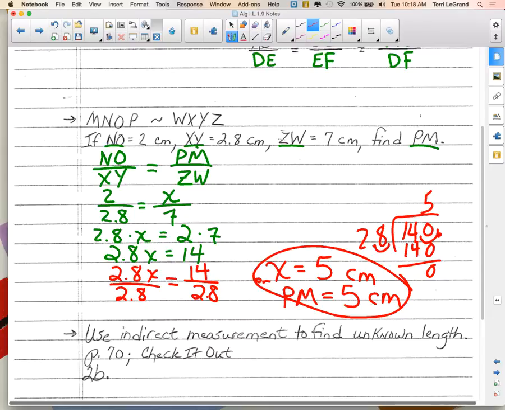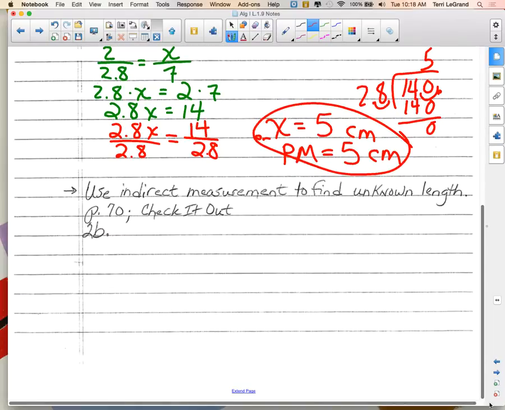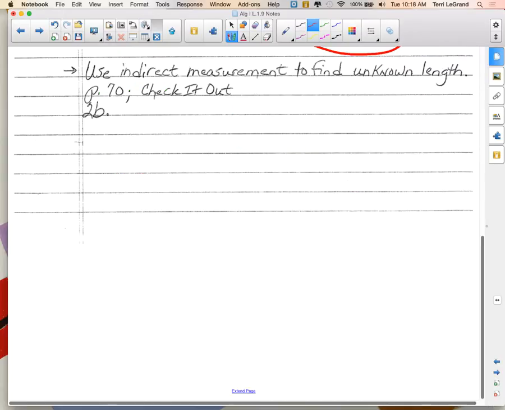Okay, let's go to page 70, check it out problem. Page 70. I know you're not going to get any homework time, but this assignment is not due till Thursday, so you're okay. For those of you who are clock watchers, don't worry about it, let's go. Page 70. Indirect measurements. I want you to read about indirect measurement on your own, but I want us also to do a quick practice problem here together.